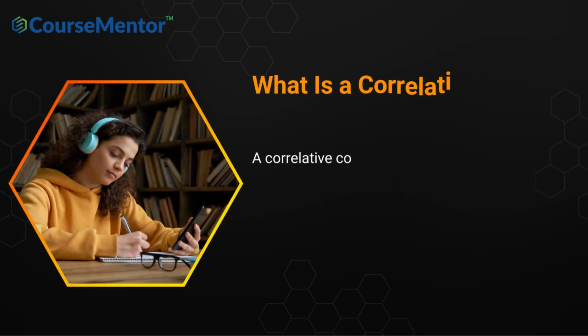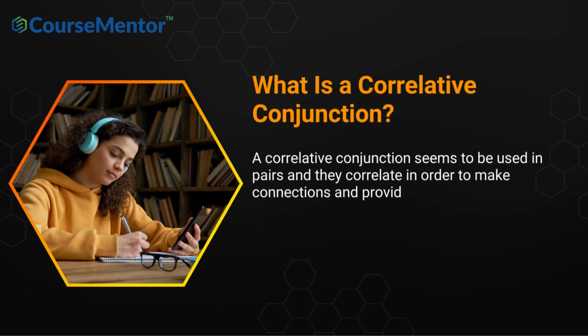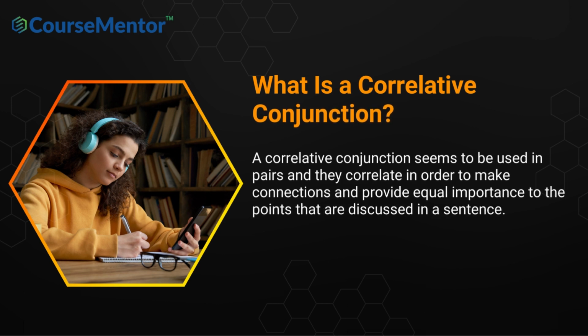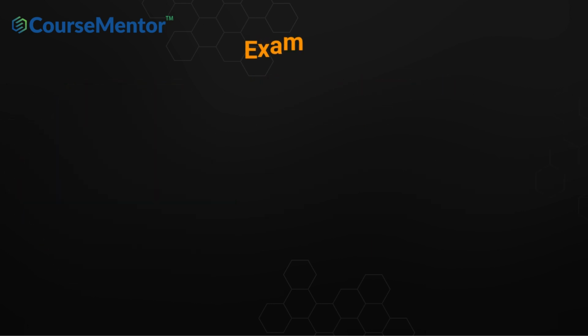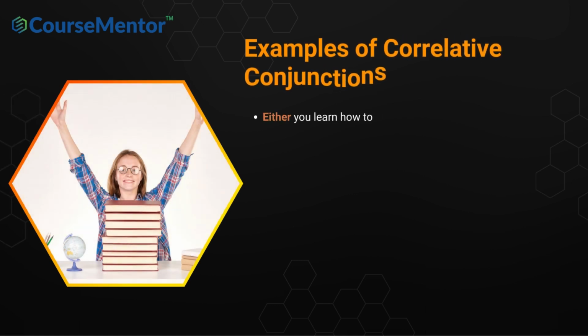Let's start with the definition of correlative conjunction. A correlative conjunction is used in pairs and they correlate in order to make connections and provide equal importance to the points that are discussed in a sentence. Here are some examples to help you understand how to use correlative conjunctions in sentences.